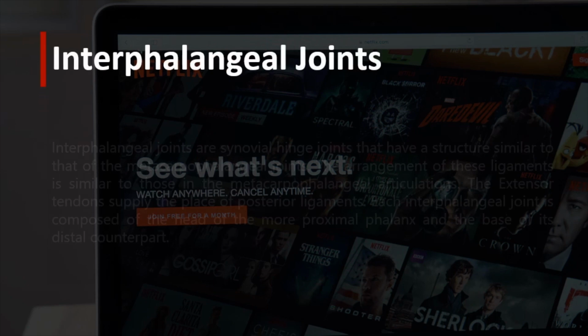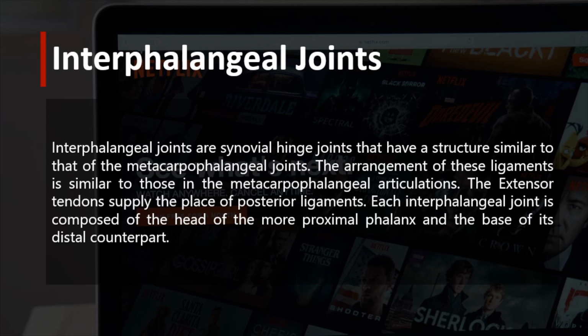So what is the meaning of the interphalangeal joints? They are synovial hinged joints that have a structure similar to that of the metacarpophalangeal joints. The arrangement of these ligaments is similar to those in the metacarpophalangeal articulations. The extensor tendons supply the place of the posterior ligaments. Each interphalangeal joint is composed of the head of the more proximal phalanx and the base of its distal counterpart.